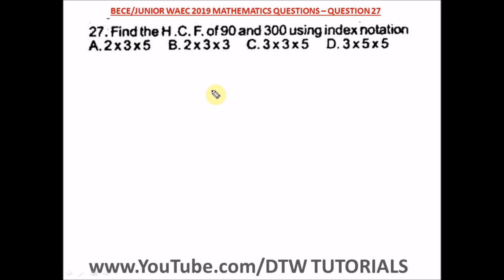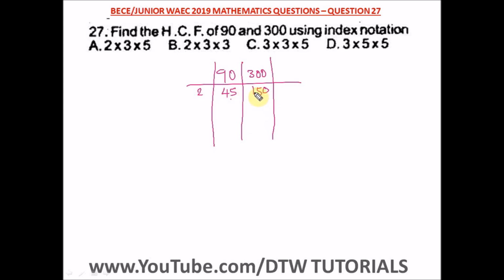Question 27 of the BECE Junior WAEC 2019 Mathematics Past Question. It says find the highest common factor, that's the HCF, of 90 and 300 using index notation. Okay, we're looking for the HCF of 90 and what? 300. Okay, let's start with the smallest number, 2. 2 in 90 will go how many times? 45 times. 2 in 300 will go how many times? 150 times. What else can go in 45 and also go in 150?